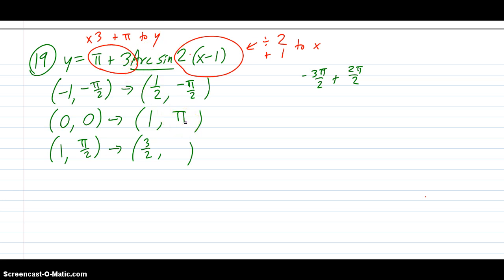And you could probably figure out the next one is going to be, well, you added 3 pi over 2, so that'll be 5 pi over 2. And if you're careful, you'll notice that pi over 2 times 3 is 3 pi over 2, plus pi is 5 pi over 2. Alright? Now let's graph it.